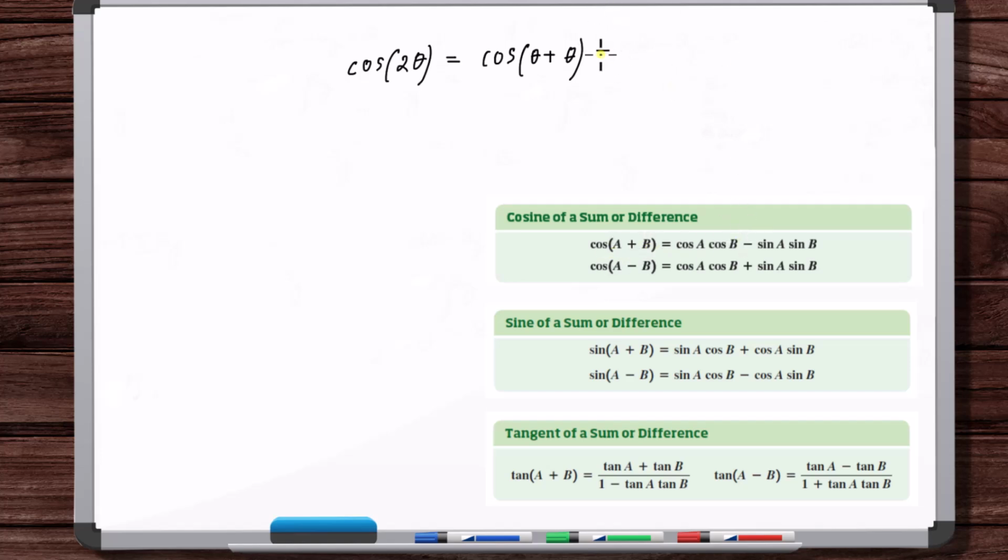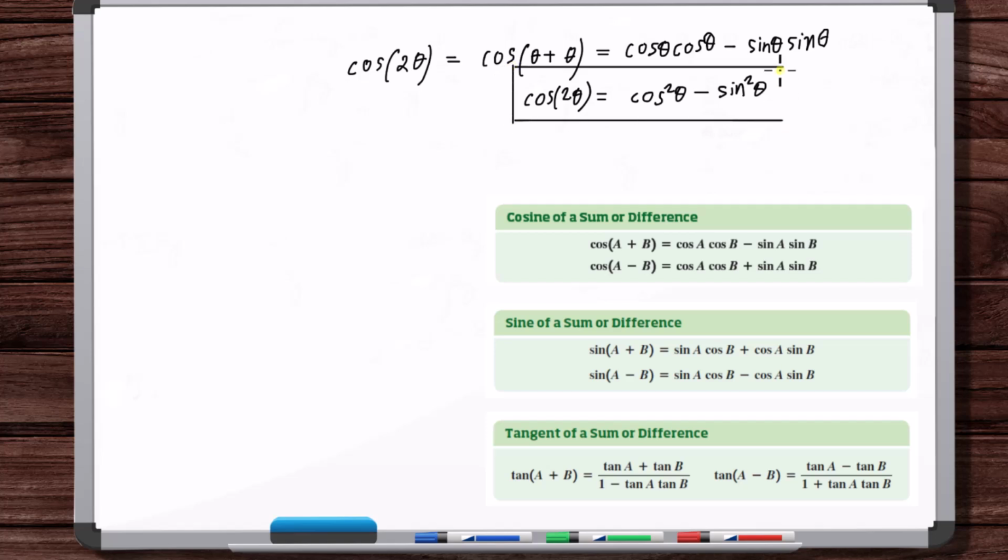All right, so expanding this out, we've got cosine theta times cosine theta minus sine theta times sine theta. So this is cosine squared theta minus sine squared theta. And there is one of the double angle identities for cosine.